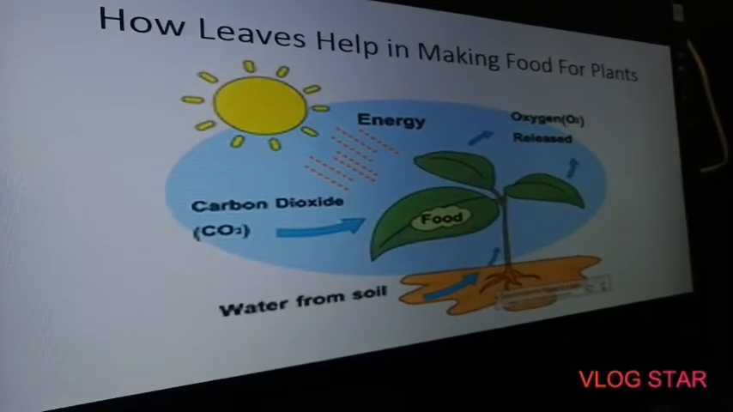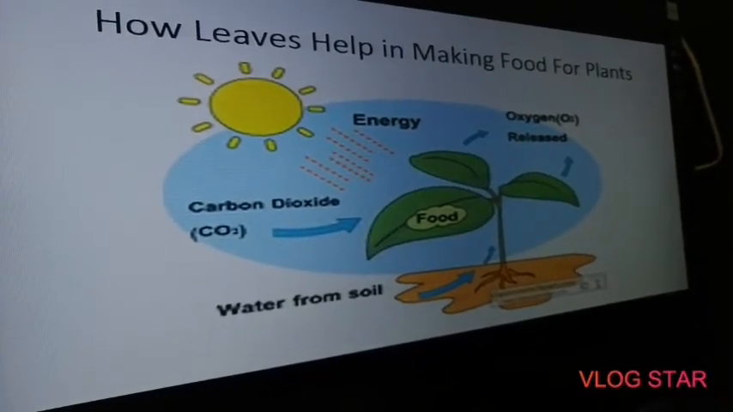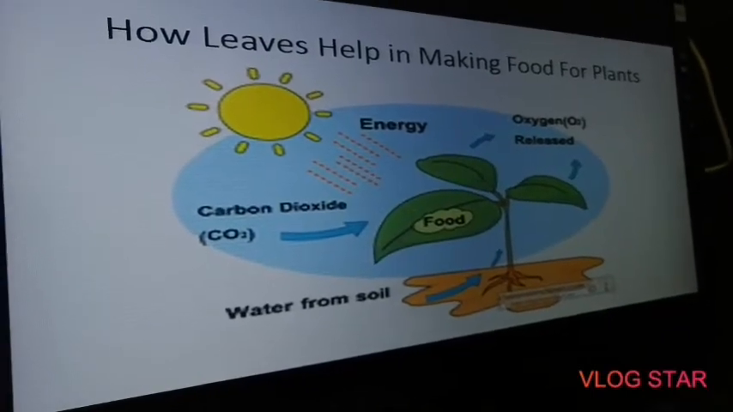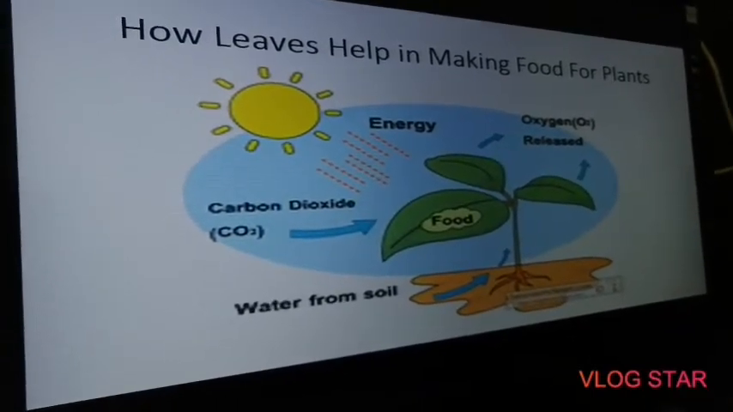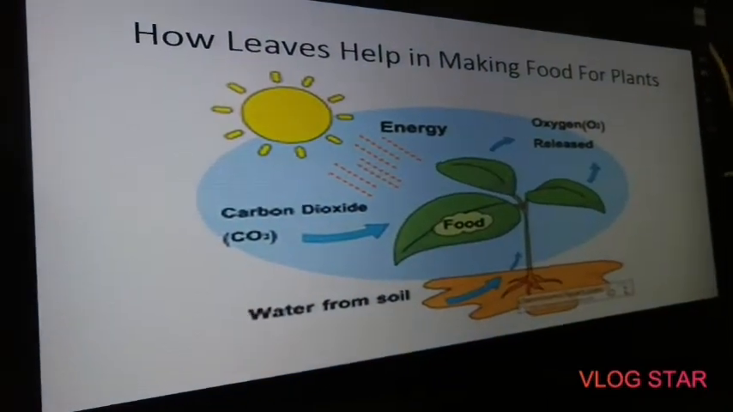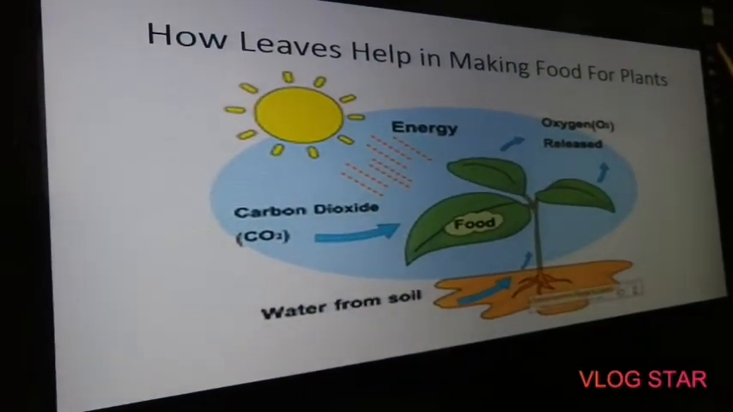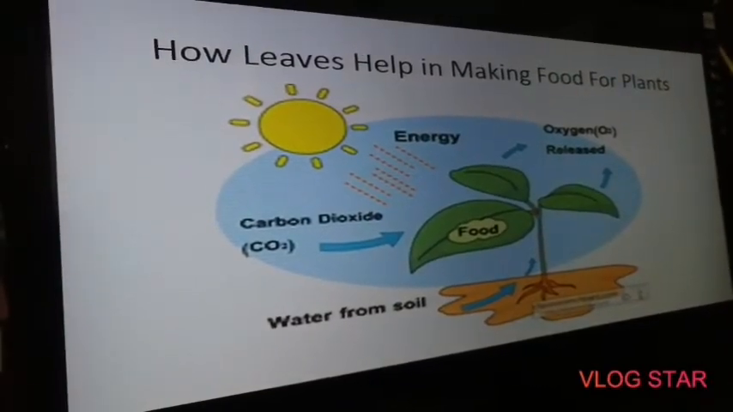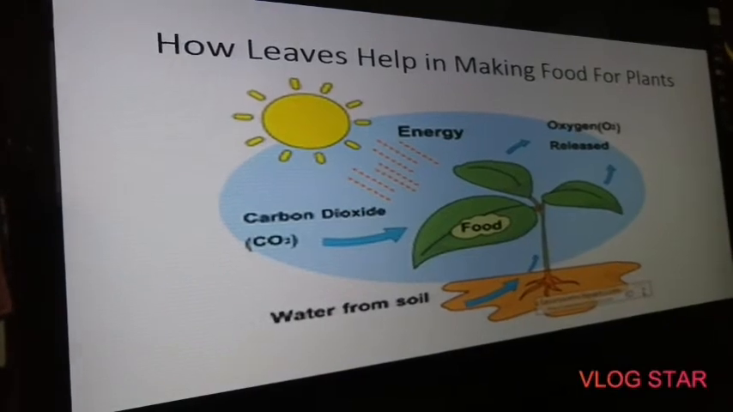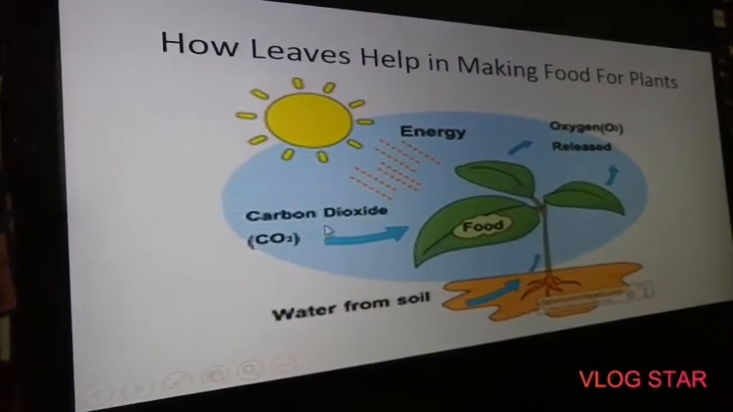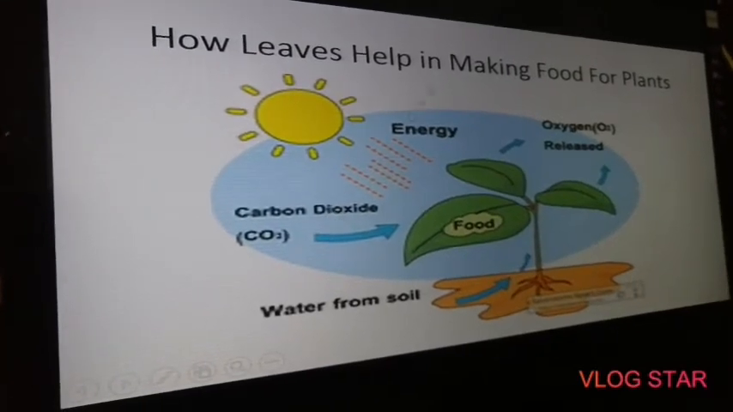We have seen that the plant is green. The plant is green because of the presence of chlorophyll in it. Now what is chlorophyll? It is a pigment which is green in color and that helps in cooking the food for the plant. How does a plant cook food?